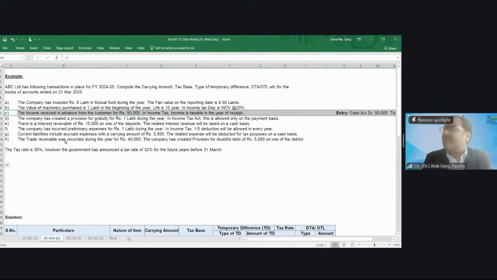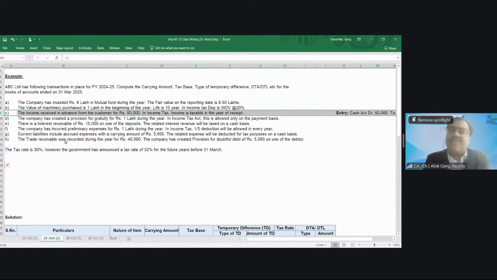What is the nature of the item? Liability. Income received in advance is a liability. Karthik, what is the accounting entry for income received in advance? Bank account debit, and credit advance income liability. So the liability value is 50,000 because it is received in advance. In your books of accounts, the carrying amount of this liability will come at 50,000 rupees.